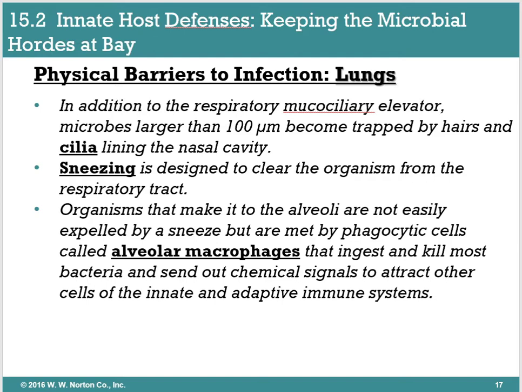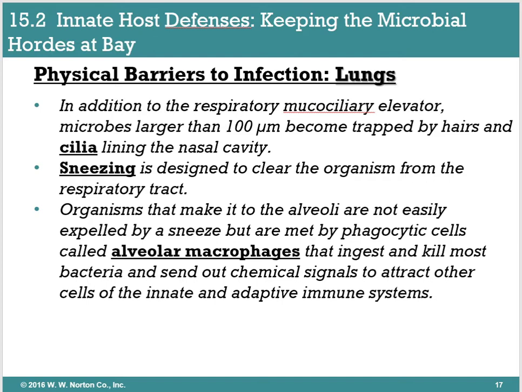And then also, if an organism does make it deep inside our lungs, so the alveoli, where gas exchange occurs, the little air sacs in your lungs, it is not easy for us to expel it at that point by sneezing and coughing.